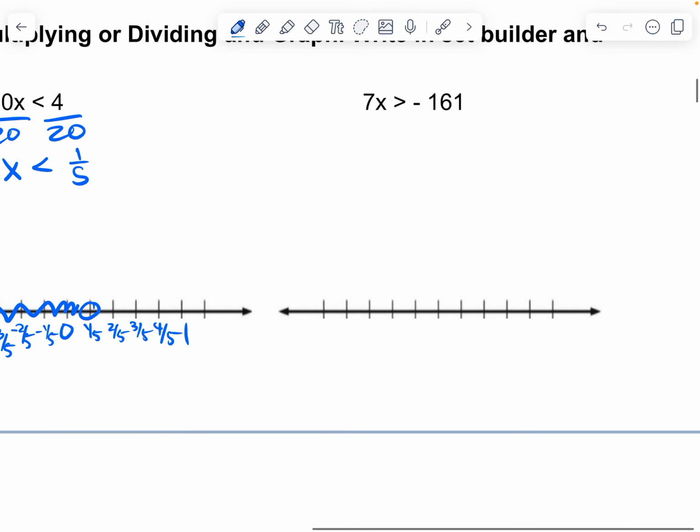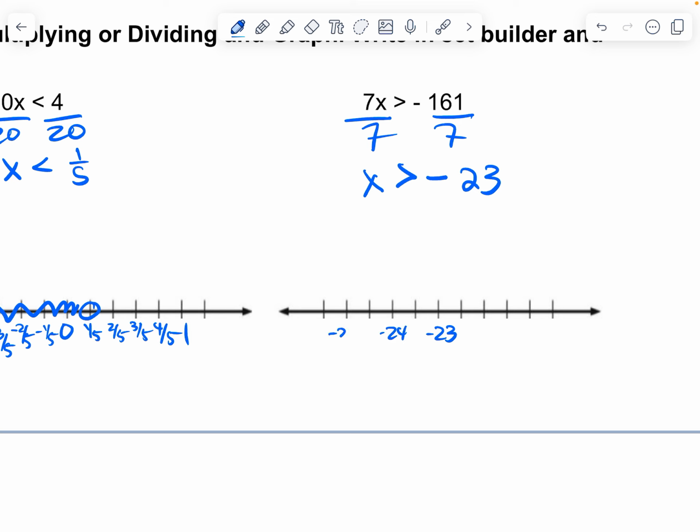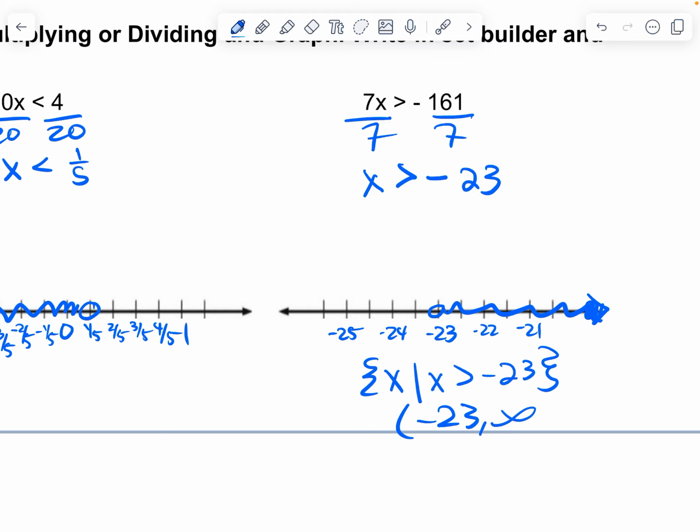Okay, over here, divide by 7. I did not divide by a negative 7. I divided by positive 7, so negative 23. There we go. So negative 23, negative 24, negative 25, negative 22, negative 21. Only because I needed space. That's an open dot. It's the numbers greater than, so it goes this direction. Set builder notation: x such that x is greater than negative 23, and in interval notation, negative 23, comma, infinity.